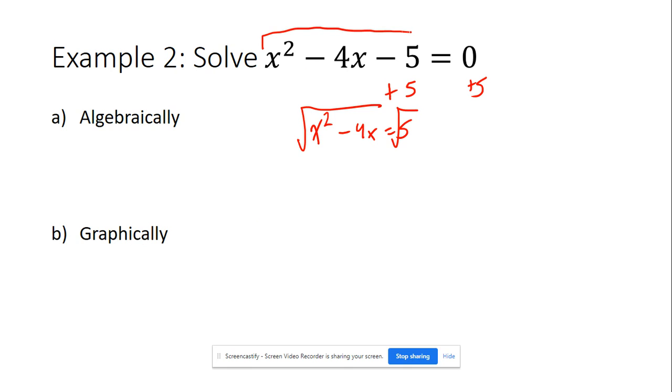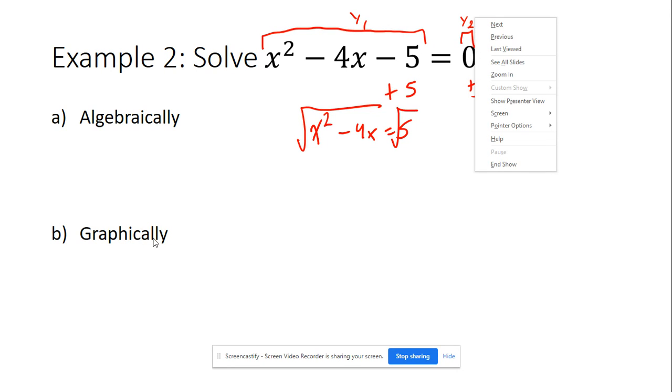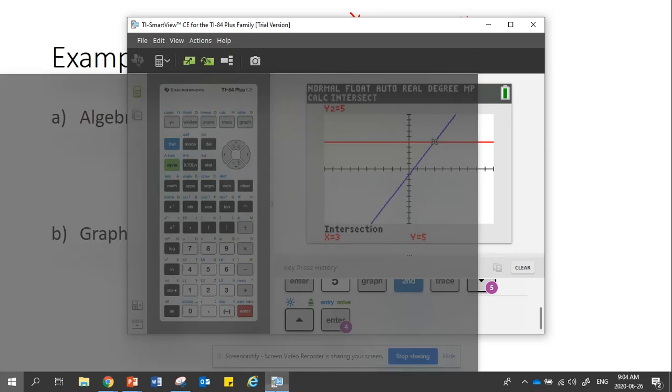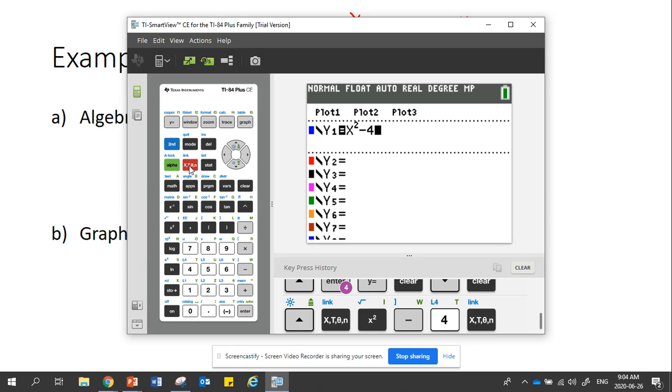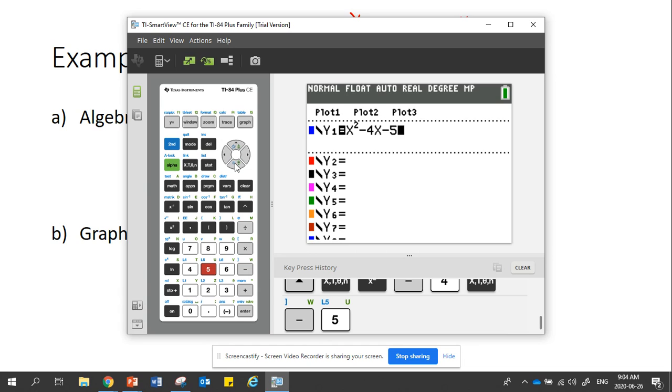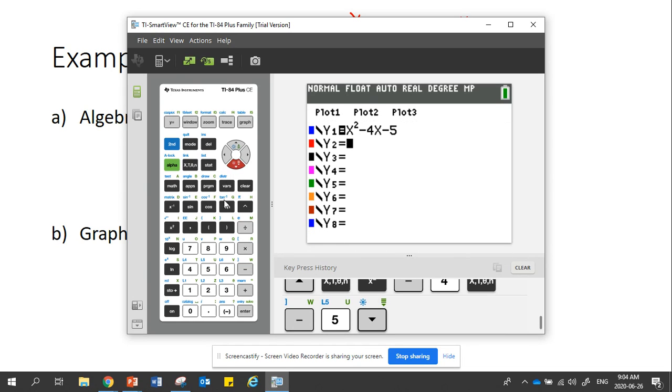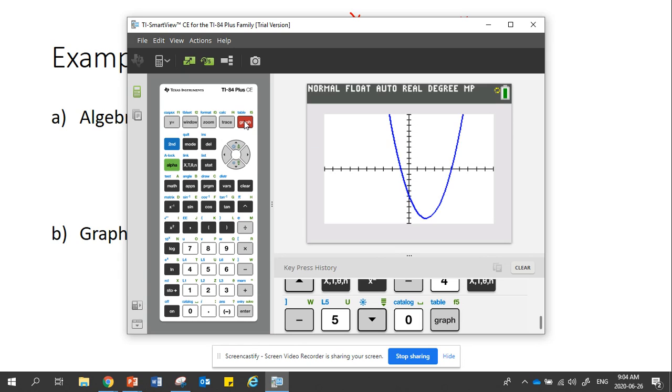I'm going to call this one my y1, and I'm going to call this one y2. So I'm going to go back to my calculator and press y equals, and clear out what we have in here. We have x squared minus 4x minus 5 as y1, and y2 equals 0. We're going to graph that. What you can see here is my red line is y equals 0. I have this blue curve, this blue parabola, and we have two intersection points. It looks like -1 is going to be an intersection point, and 5.